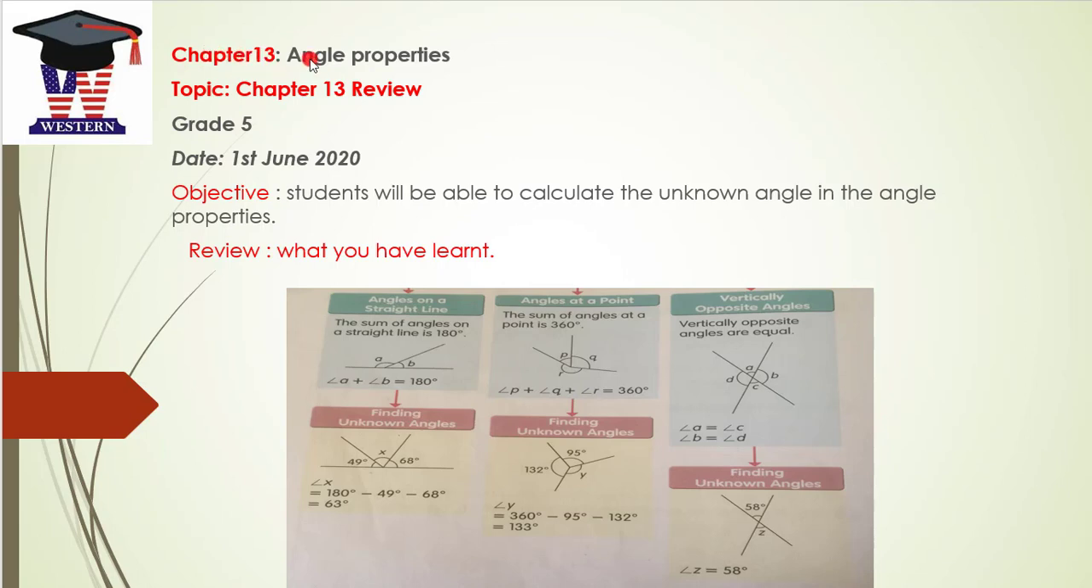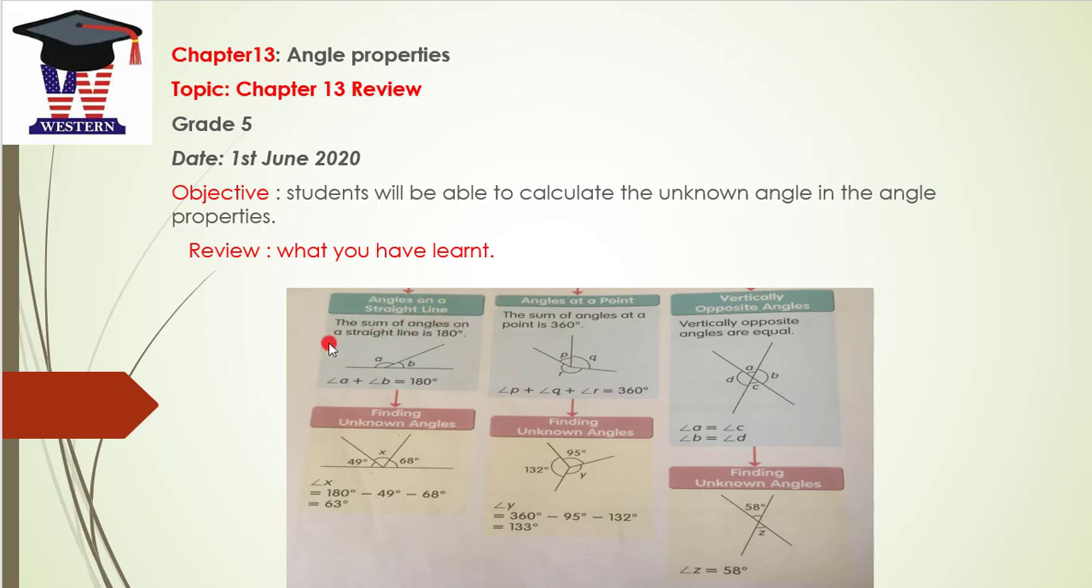Today, we continue our lesson in chapter 13, angle property. The topic today is chapter 13 review. The objective today: students will be able to calculate the unknown angle in angle property. This is the review of what you have learned.